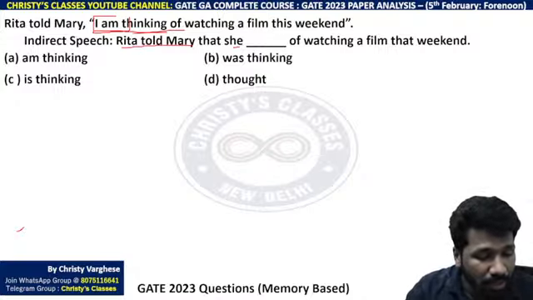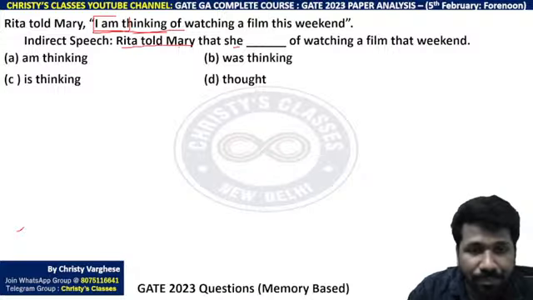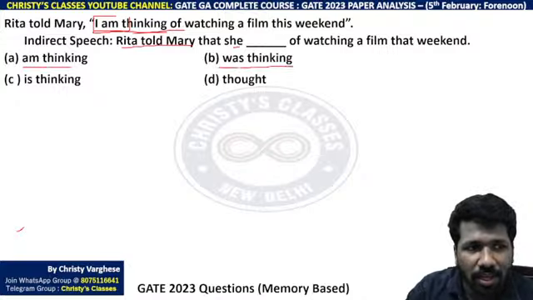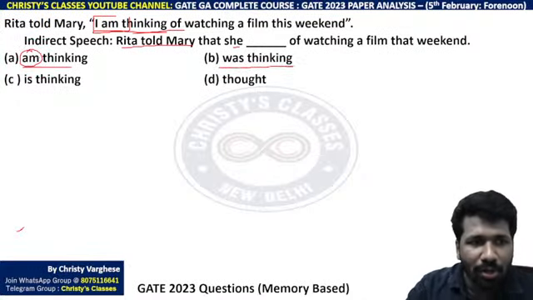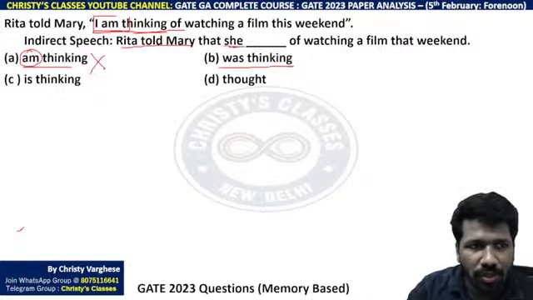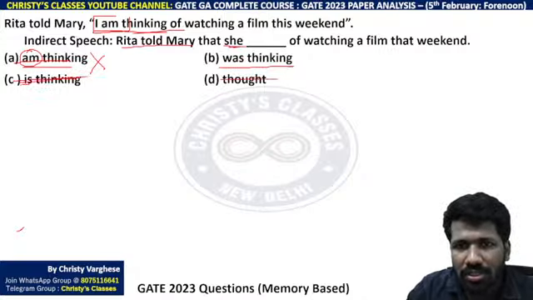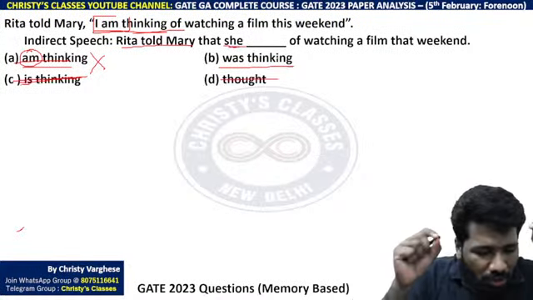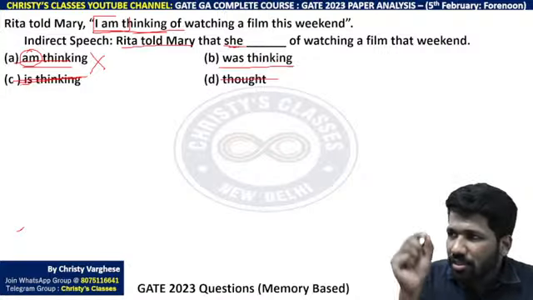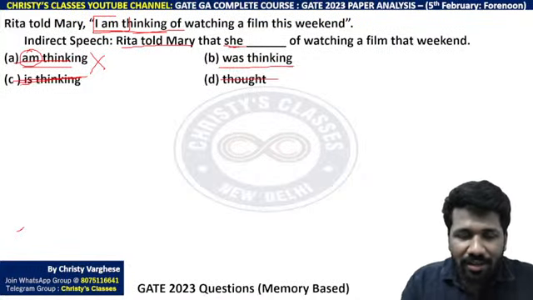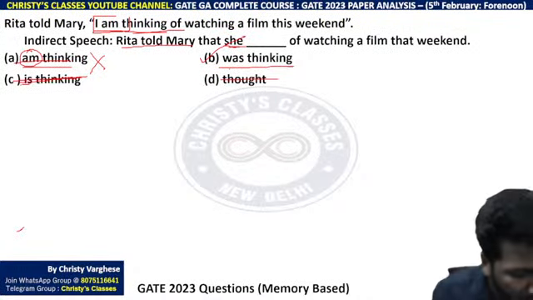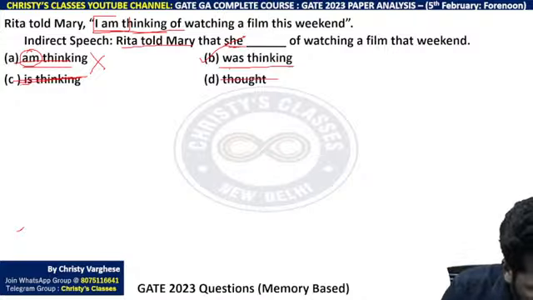I am telling it in a simpler way. Rita told Mary that she was thinking of, because am thinking of grammatically is wrong. Am is with I only. So she is mentioned, so it is not am. Is thinking, no, it is present. It should be in past. Thought, she thought of watching, no. Watching a film is a continuous action, na? Or that thought is not a momentary action. It was a thinking, it's the process. So option B is the most accurate one. सबको clear है ना ये? Option B, Q answer है.